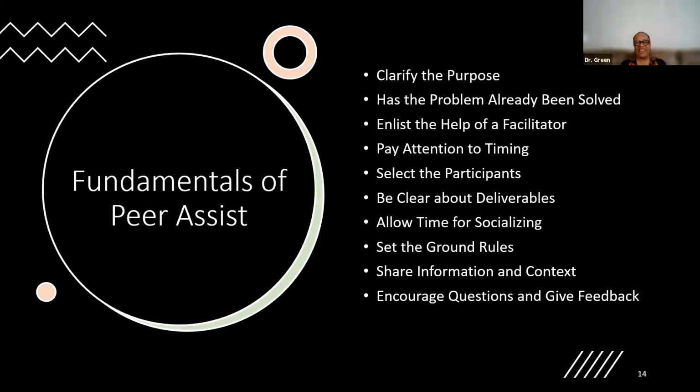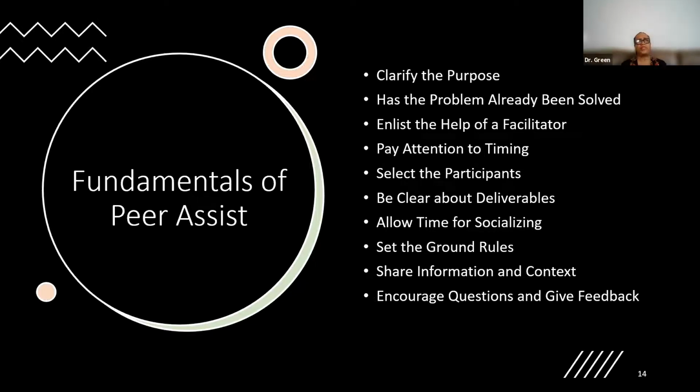And now I come to one of them: fundamentals of a peer assist. Again, it's helping. Let me go through some of these so that we can be clear. These are the fundamentals of what needs to happen in order for it to be successful. So if you're going to do a peer assist, you must have a clear purpose, and it must be defined.